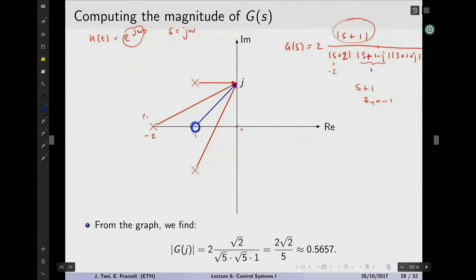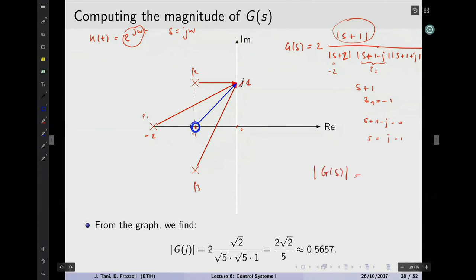Then the second pole comes from here. Well, if s plus 1 minus j has to be equal to 0, it means s is equal to j minus 1. So what does it mean? It means we have minus 1 on the real axis and plus 1 on the imaginary axis. So this is pole 2. And pole 3, of course, is the complex conjugate version of this, which just means the symmetric with respect to the x-axis.